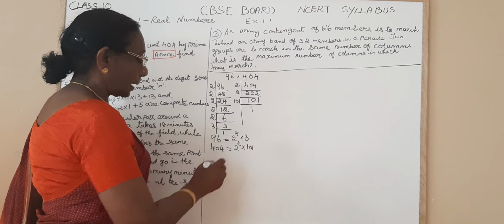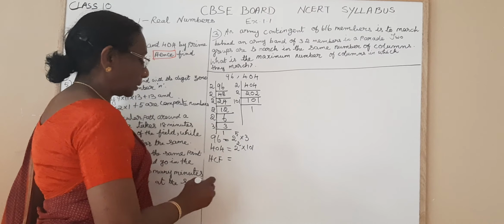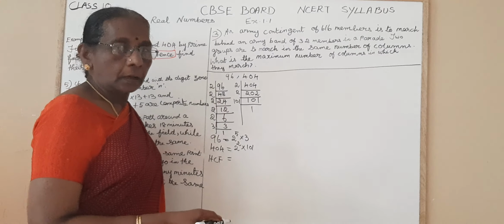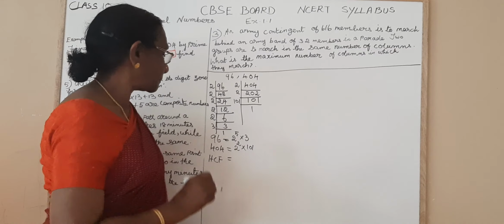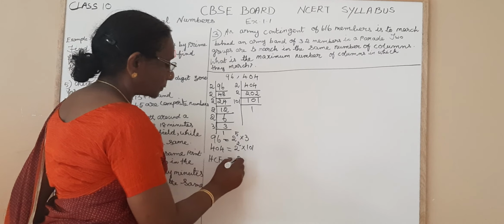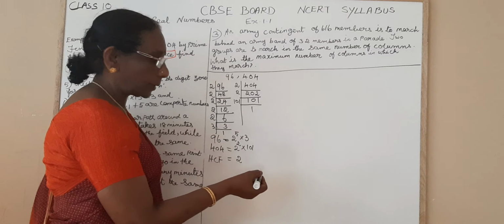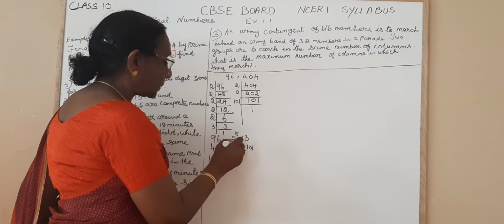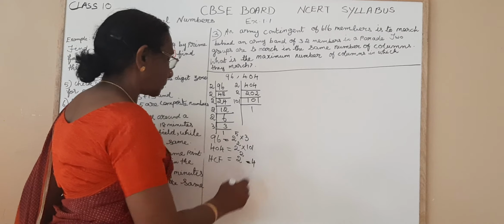Now you have to find the HCF. HCF is equal to what? Product of the smallest power of each common prime factor. So here what is the common prime factor? Only 2. 3 is not a common prime factor and 101 is also not a common prime factor. So now you write the common factor 2. What is the smallest power? 2. So HCF is equal to 4.